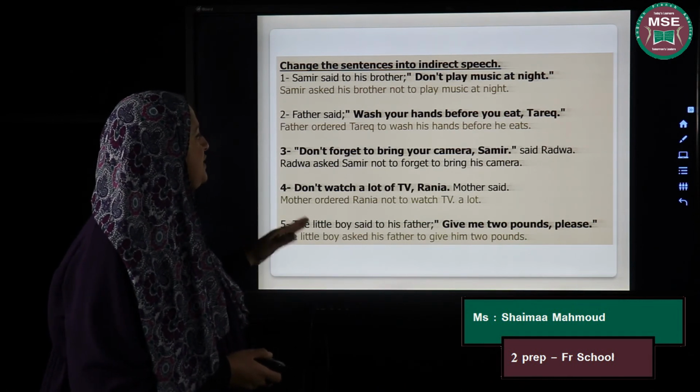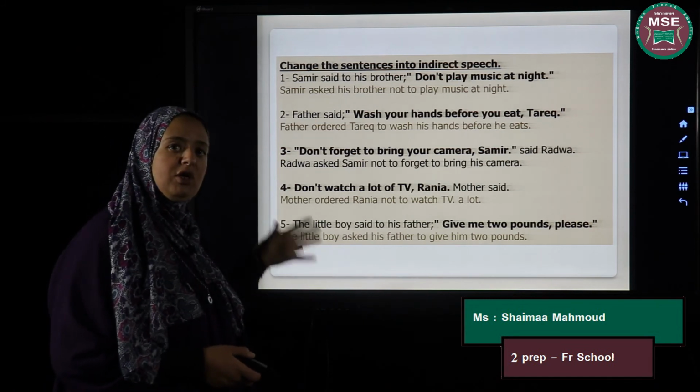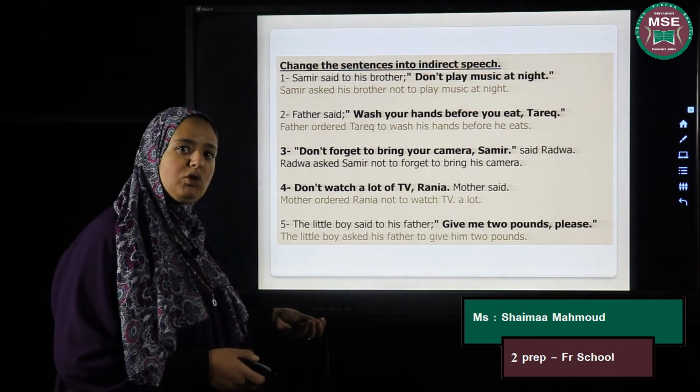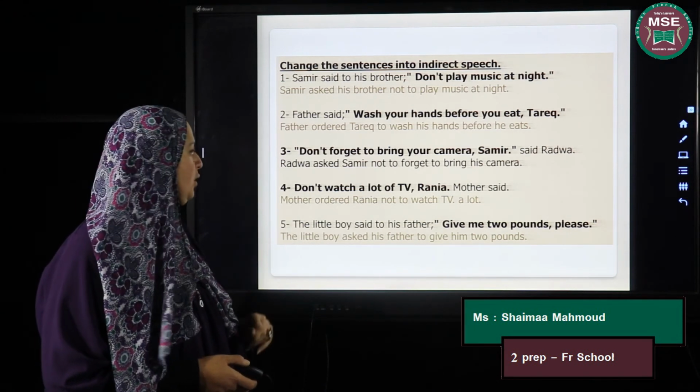"Don't watch a lot of TV, Rania," mother said. So when a mother talks to her daughter, it's a sort of an order. So mother ordered Rania not to watch TV a lot.